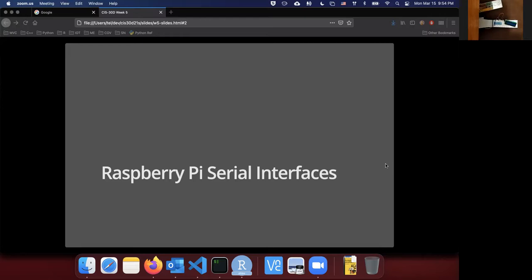So first of all, let's talk about the serial interfaces. What are serial interfaces? The Raspberry Pi has GPIO pins that you're already aware of. Those pins allow us to connect additional devices to the Pi, which extends the capability of the Pi and lets it interact with the physical world.